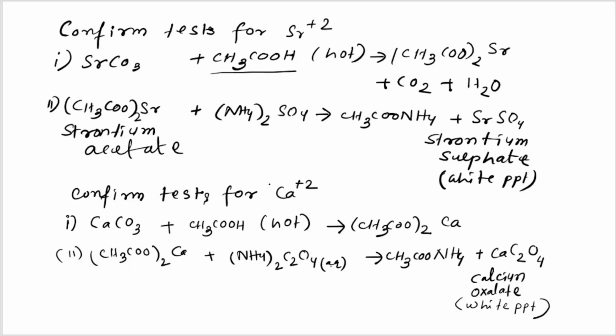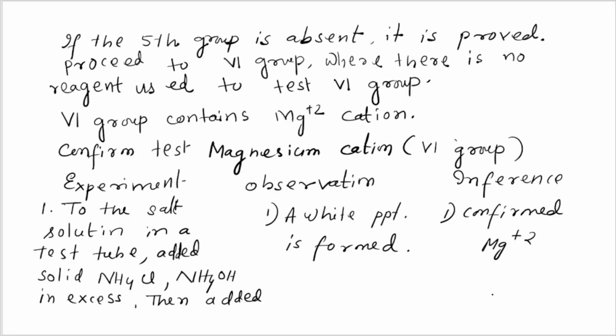Then the confirmatory test of Ca+2: it gives calcium acetate. When you add ammonium oxalate solution to this calcium acetate, it gives ammonium acetate and calcium oxalate, which is a white precipitate. Very easy test, but you should remember it, very important also. Generally calcium and barium cations are asked in practical examinations, and sometimes strontium may be asked. Then you will proceed to the sixth group. How can you proceed to the sixth group?